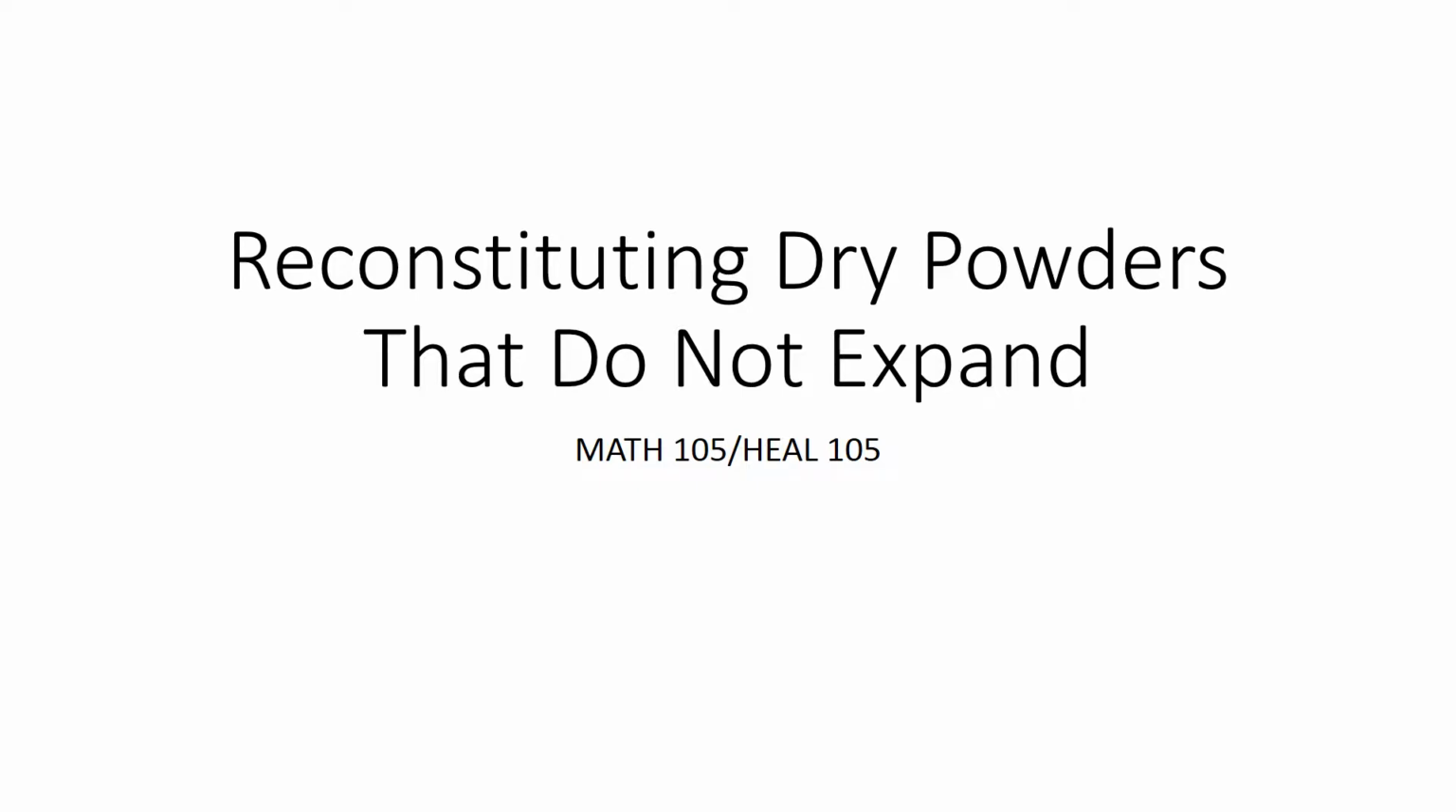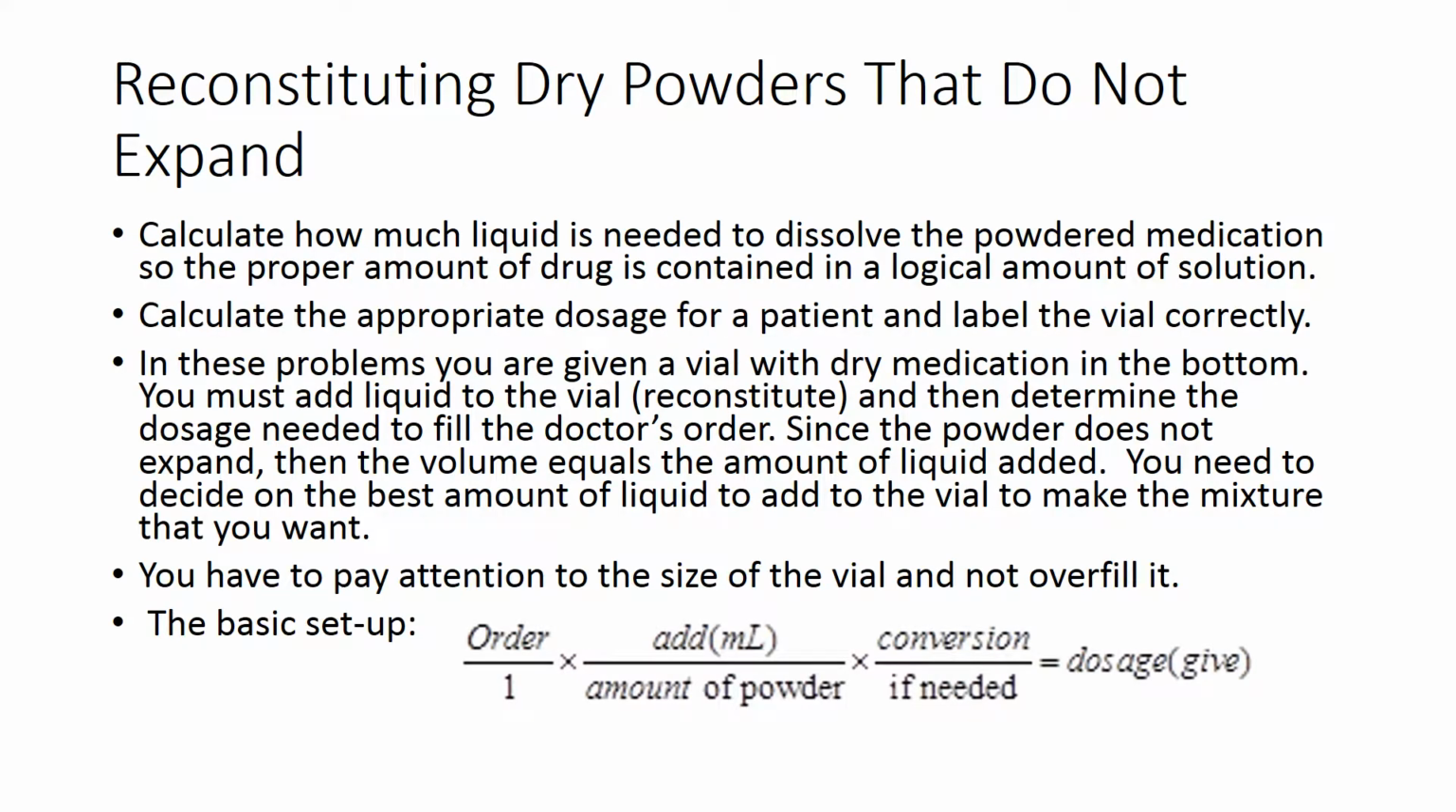This lesson is about reconstituting dry powders that do not expand. When you're calculating the reconstitution of dry powders that do not expand, you need to calculate how much liquid is needed to dissolve the powdered medication. This is so that the proper amount of drug is contained in the logical amount of solution, which is the amount that the doctor ordered. You need to calculate the appropriate dosage for the patients and label the vials correctly.